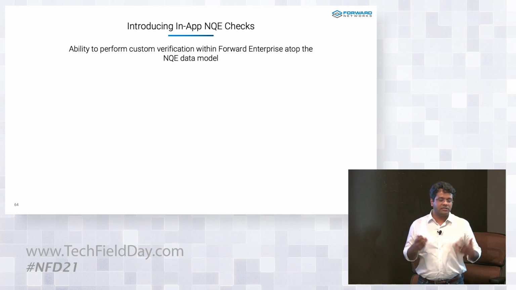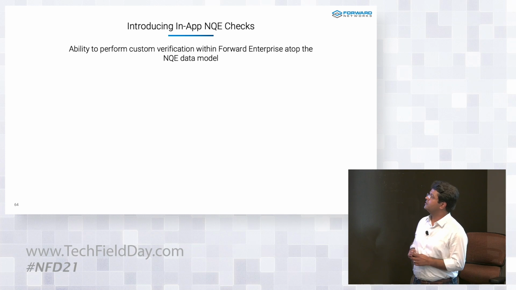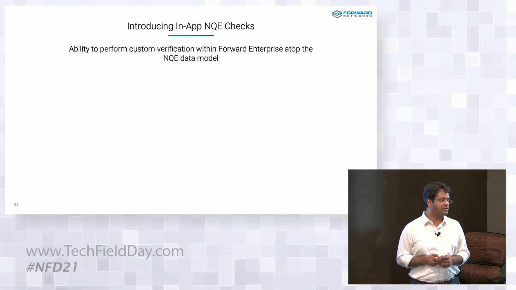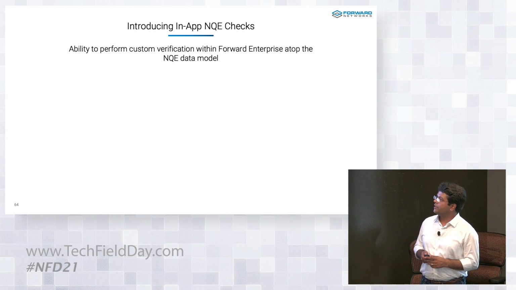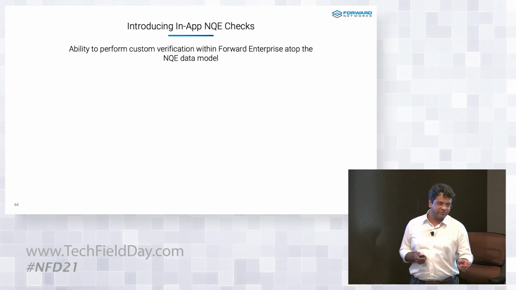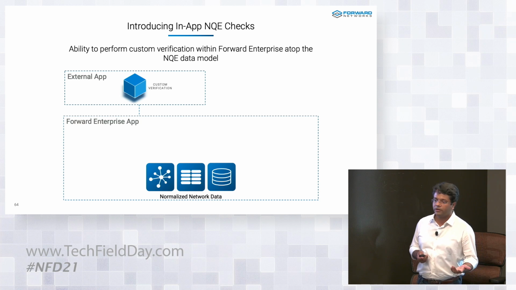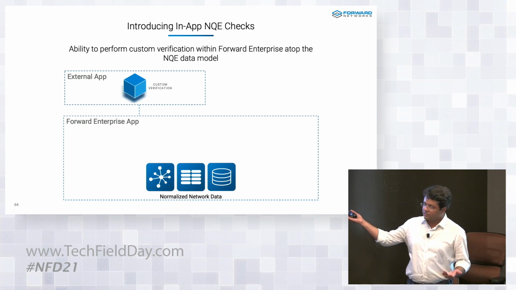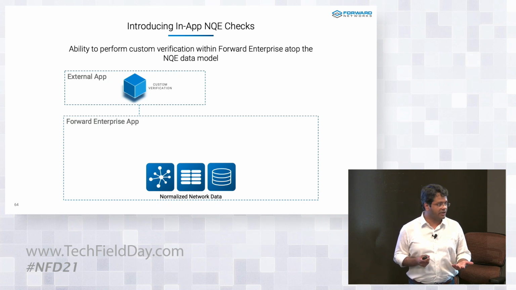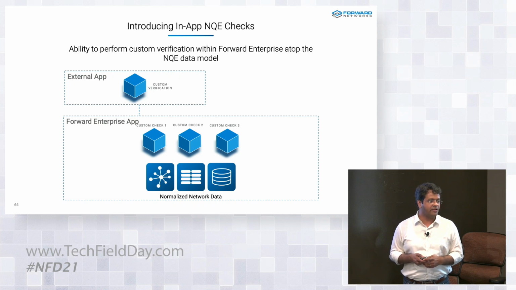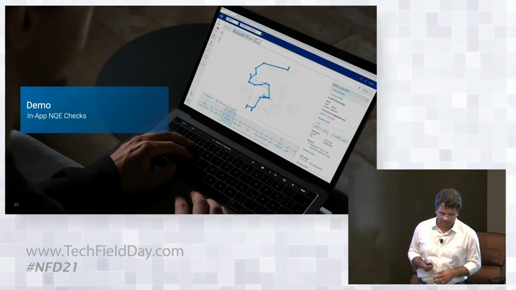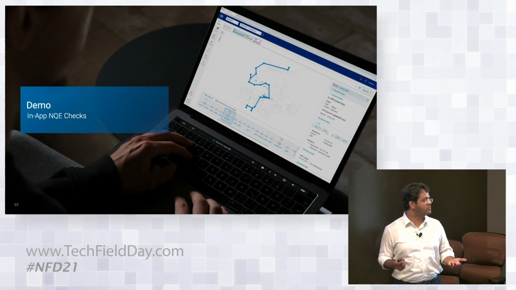So this is what led us to build this new feature. This is the next chapter in the NQE journey. We call it in-app NQE checks, or NQE checks for short. At a high level, NQE checks provide the ability to perform custom verification within the Forward platform on top of the same NQE data. Again, more concretely, NQE exposes normalized structured data about the network. With NQE, users could write these custom verifications outside the application. With in-app NQE checks, they can create these checks within the system. All right? So we'll take a look at a demo of this product immediately.